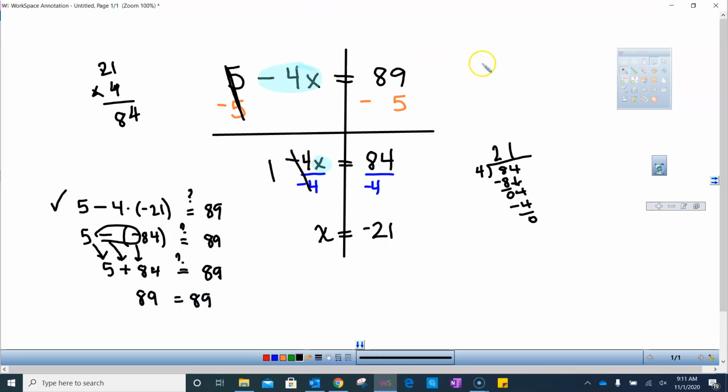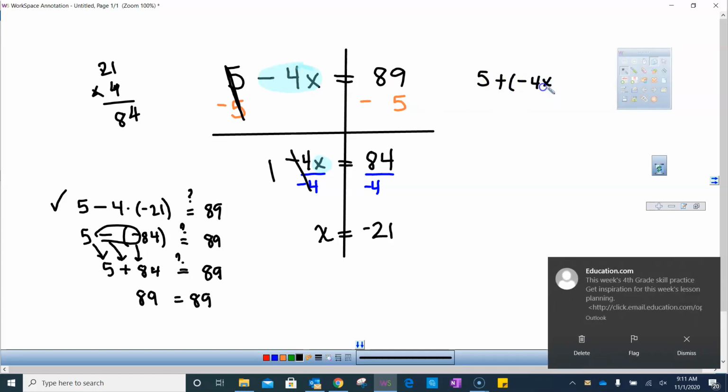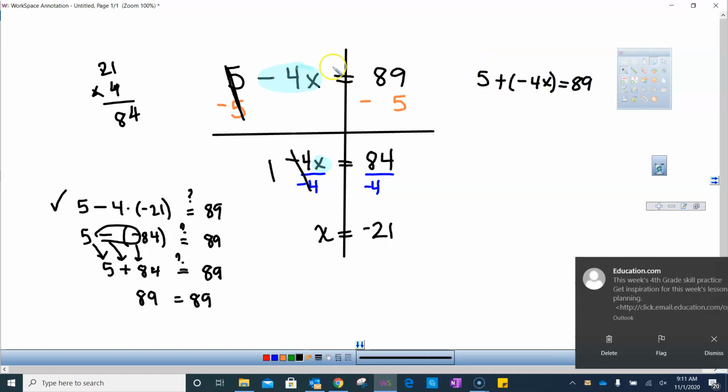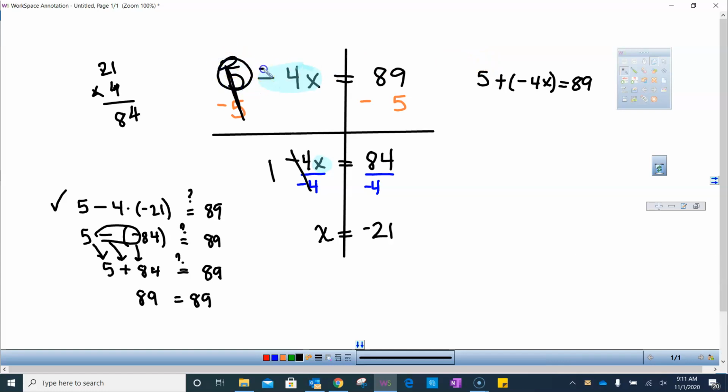Now, some students may prefer, instead of doing what I did by highlighting this negative, your first step might be something a little different. You could KAO in this first step. When your x term is in the middle and it's negative, it might be easier just to rewrite it like this. It's equivalent to what you got, but we just rewrote it. Keep the 5, change this to addition, and take the opposite of 4x, which is negative 4x. And then that way, when you're doing your work the rest of the way through, you have that negative connected to it.